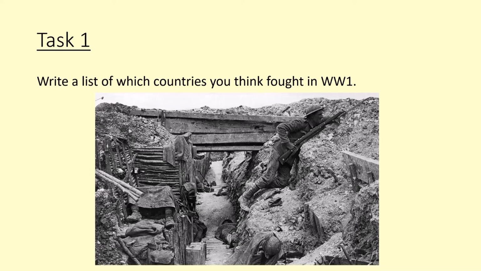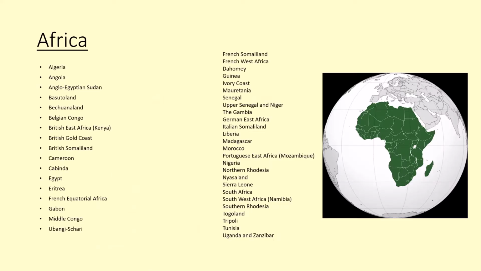So, I imagine you'll have got some countries down. I imagine you'd have had some of the big players like France, Germany, Russia, Britain, the ones that we've looked at in the past. But there was more than that. Now I'm going to show you a whole group of countries. Not all of them were directly involved with fighting. Some of them were just involved in the war in different ways. So I'm slightly cheating here. But from Africa, there is a whole lot of countries.